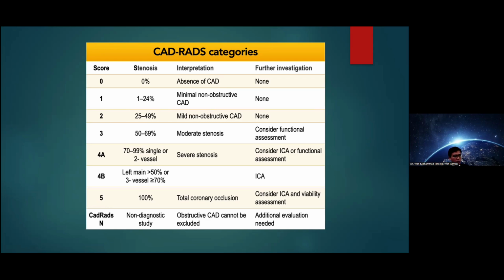And for A, you consider ICA or functional assessment. For B, you suggest ICA. However, this all depends on the primary clinician, because I believe that every patient is different. So once you receive the report, it's for you to decide what's best for the patient.